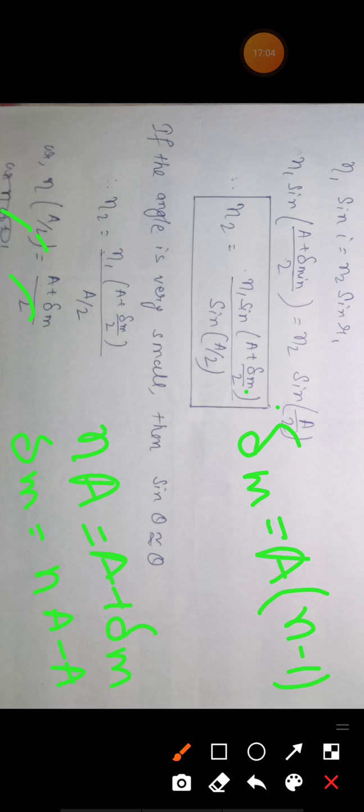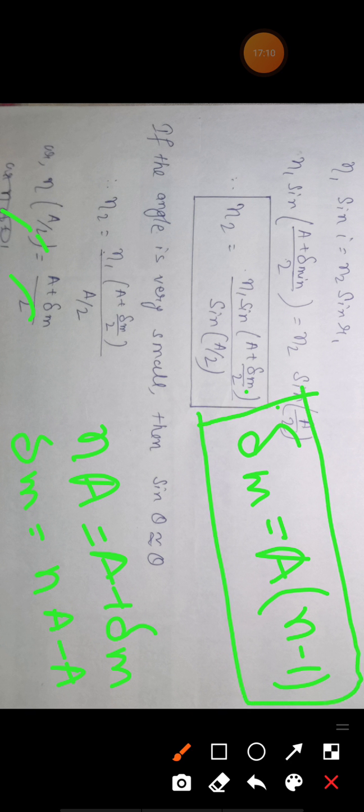So this is your final equation, the relationship between the minimum deviation angle delta minimum, the prism angle A, and n, the refractive index of which medium? The refractive index of the glass medium or prism medium. The prism is made of glass, so it is the refractive index of the denser medium, the glass medium. So this is the final relation.